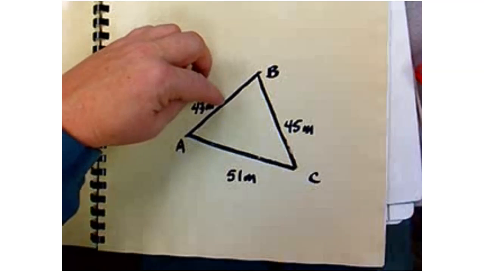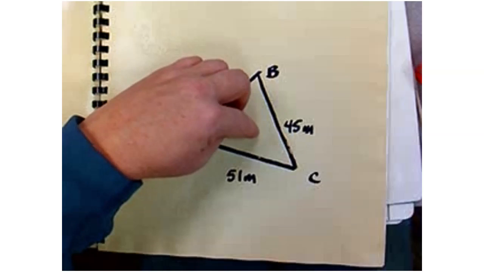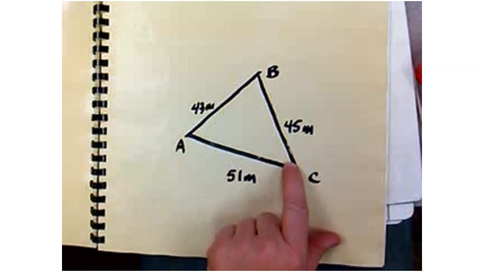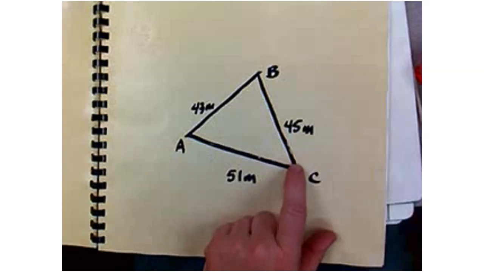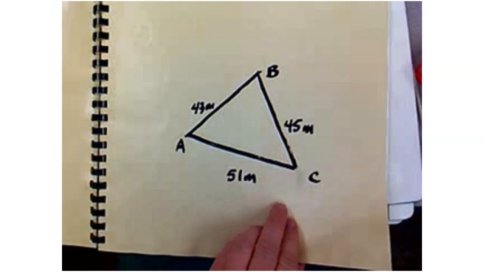Directly opposite AB, kind of find the middle of AB and then float through the middle of your triangle like a median and go directly opposite to angle C. Angle C would be the smallest angle. And that's what you'd answer for this question, is angle C is the sharpest turn, the smallest angle.